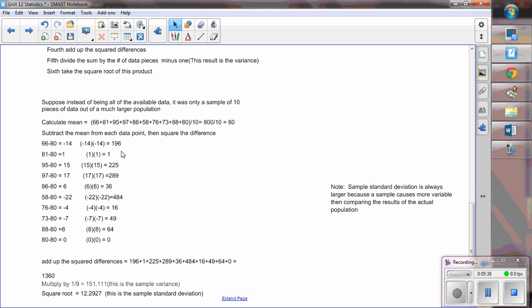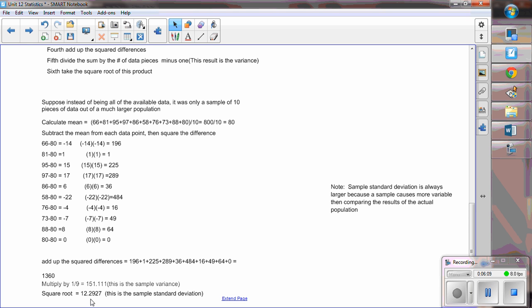So we complete the same process. We add up the squared differences, but this time we multiply by 1 over 9. We get 151.111. This is larger, meaning that there is a larger variability between a sample and a population. In a population, we know all the data. In a sample, we don't know what else is going on, so we have to leave ourselves more wiggle room. So when we take the square root, we get 12.29.